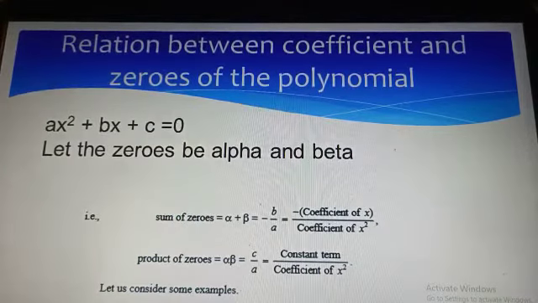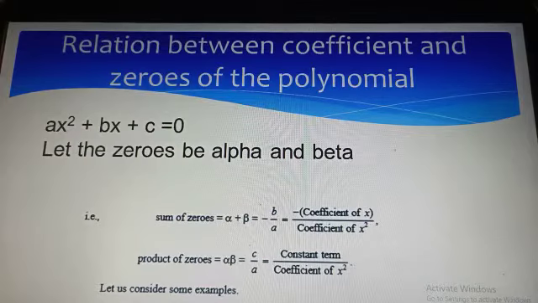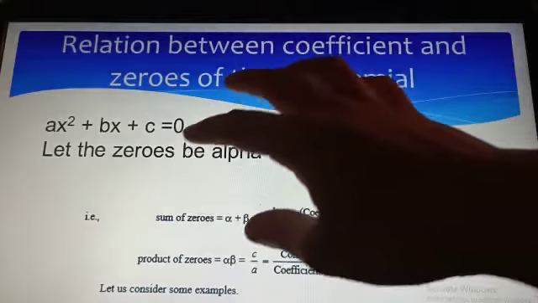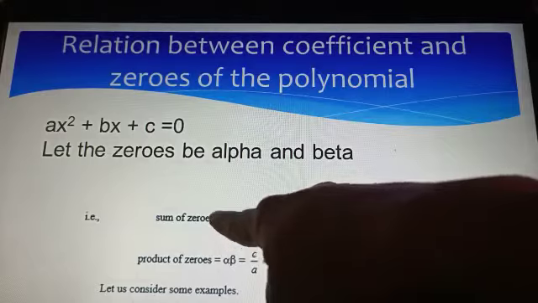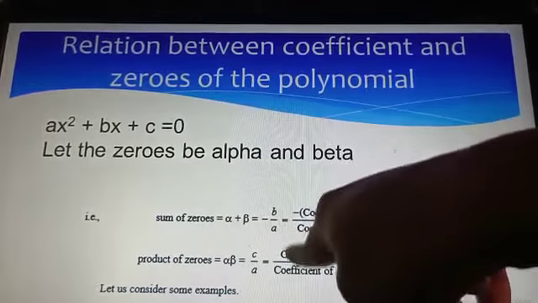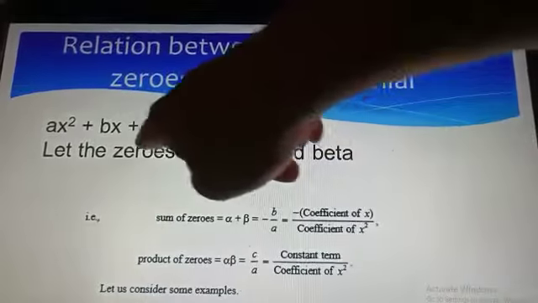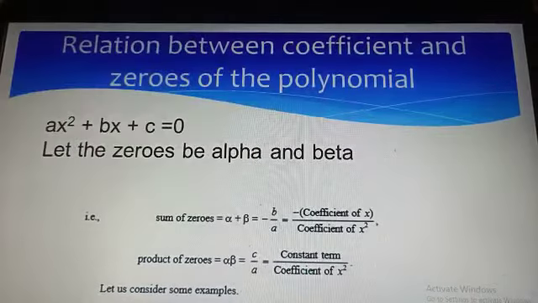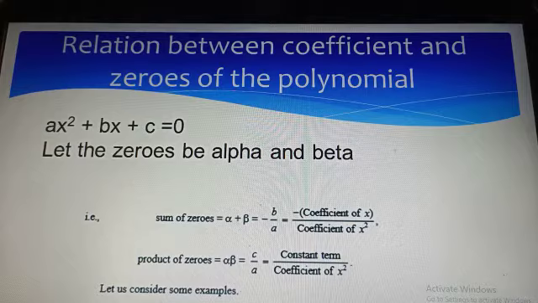Now what do we mean by zero of the polynomial? Zero of the polynomial means the value of x for which the whole polynomial value is 0. I repeat, a zero of the polynomial is the value for which the whole polynomial is equal to 0. So the relationship between the coefficients and zeros: the sum of the zeros, alpha plus beta, is equal to minus b by a, where b is the coefficient of x and a is the coefficient of x square.